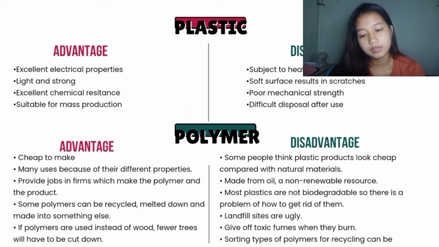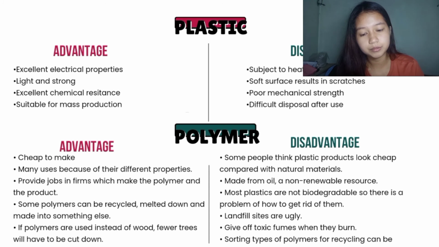Next is, if polymers are used instead of wood, fewer trees will have to be cut down. Because it is made of plastic, the use of wood will be lessened, resulting in fewer trees being cut. Now let's move on to the disadvantages of using polymers.